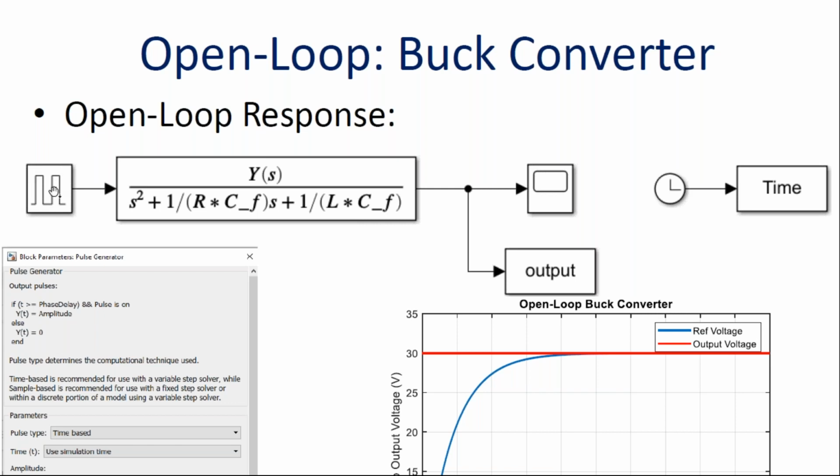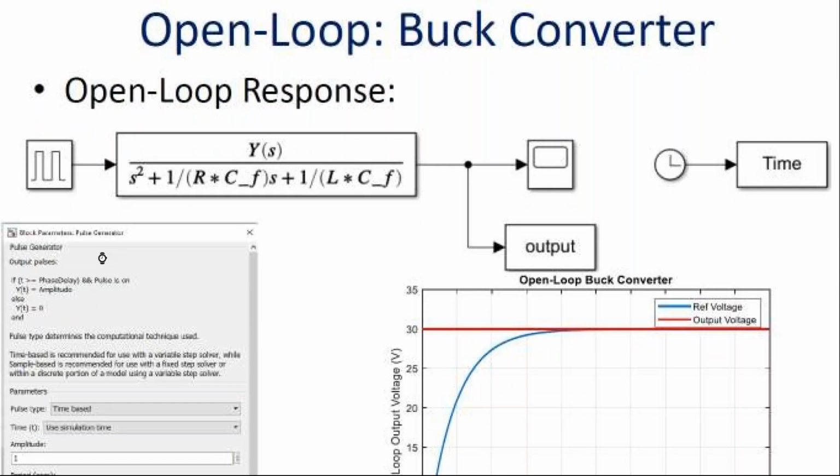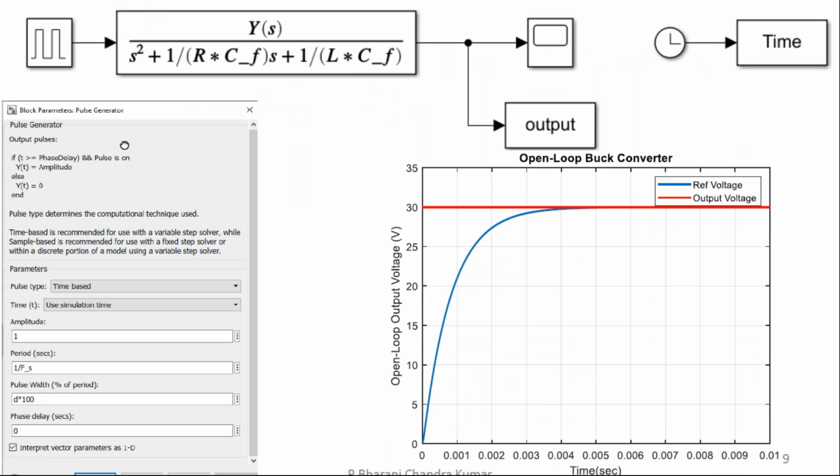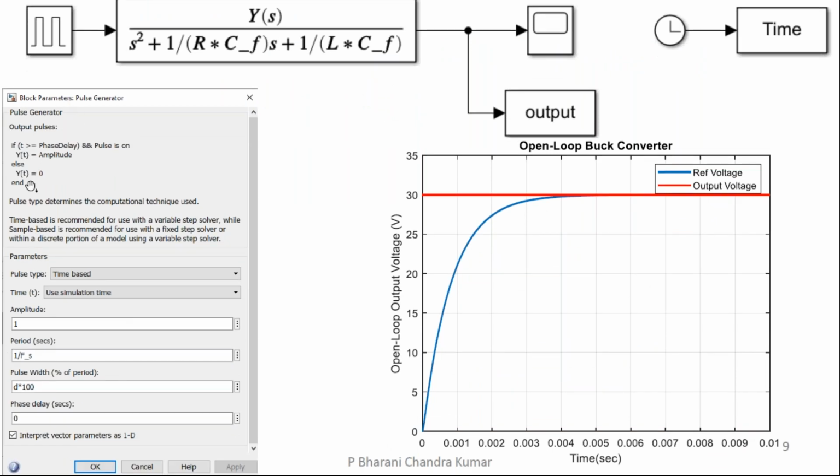So what is this particular block? It is called a pulse generator, and it gives the pulses to the particular switch, if it is an IGBT or a MOSFET. What is the period of this pulse generator? The period should be 1 by switching frequency, 1 by Fs. And the pulse width, since this is in percentage of the period, D is the duty cycle, so D into 100. This is what we have to give.